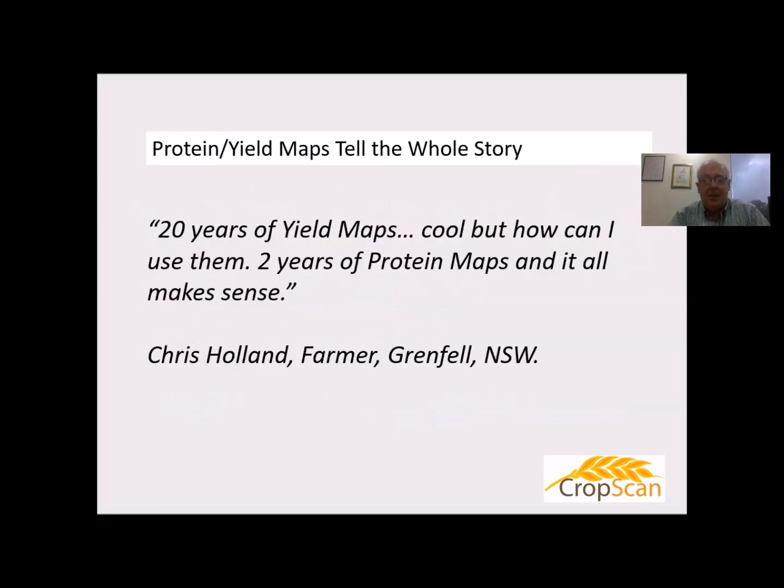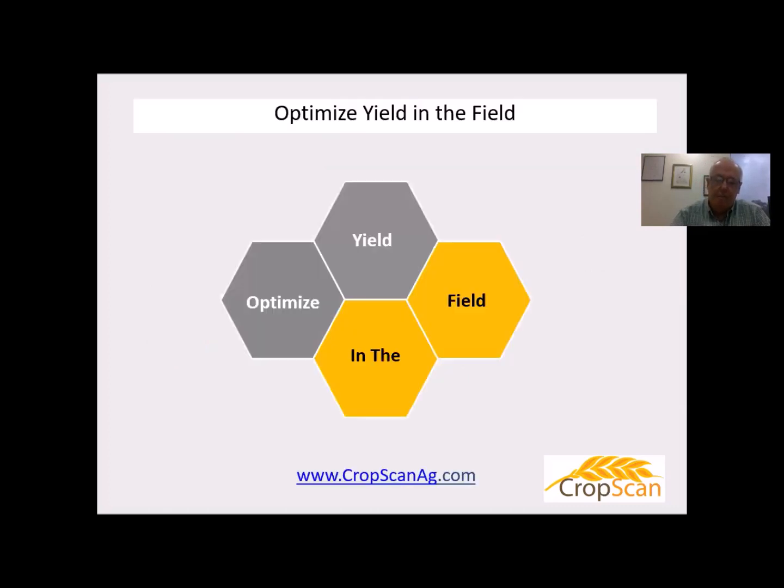And lastly, I like this quote from Chris Holland. We're sitting in their kitchen, having a cup of coffee, talking about what to do next year. And Chris just said, 20 years of yield maps, but how can I use them? Then the last 2 years of protein maps, and it all makes sense. So our final message is we're trying to provide a means of optimizing yield in the field.